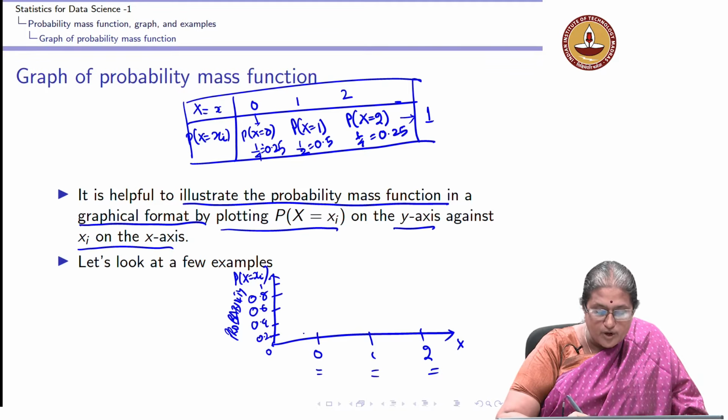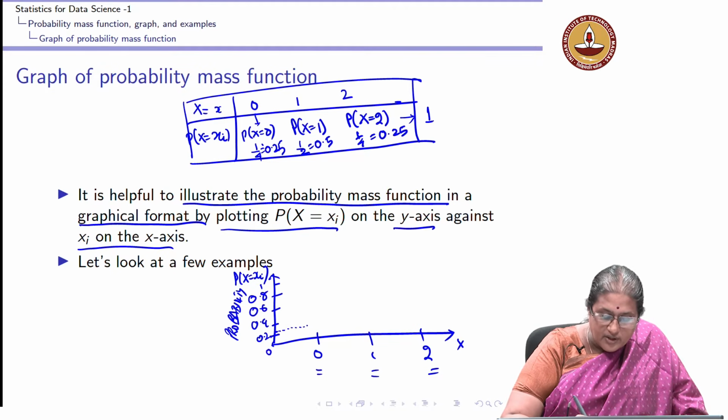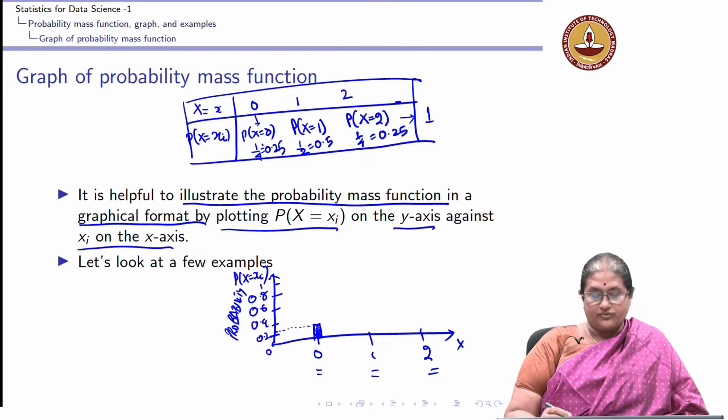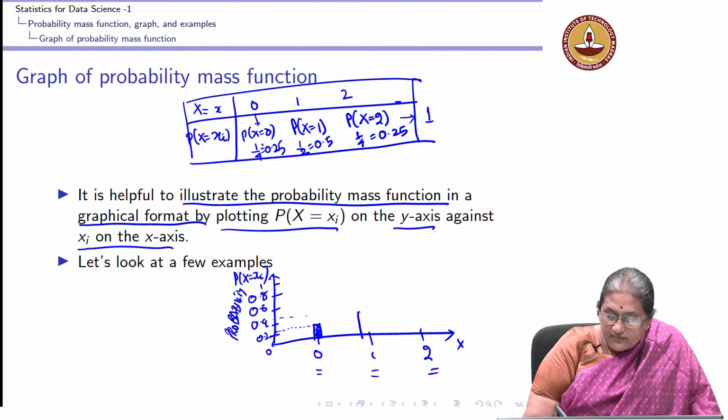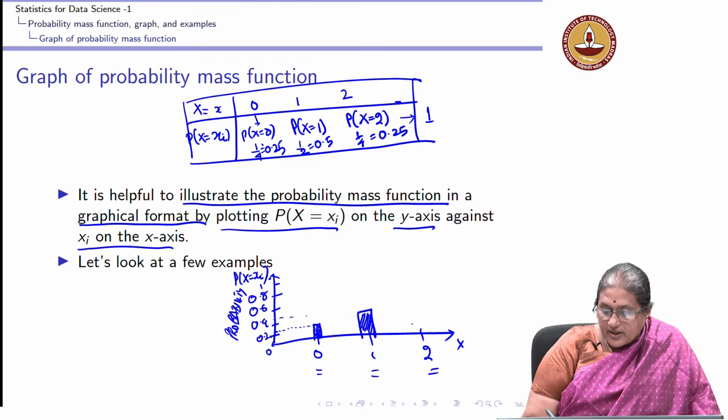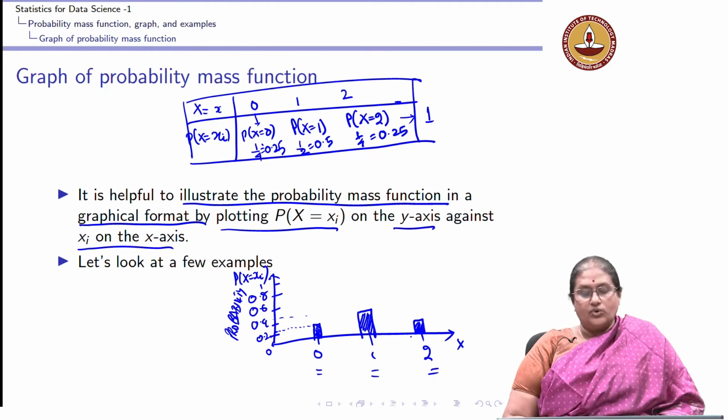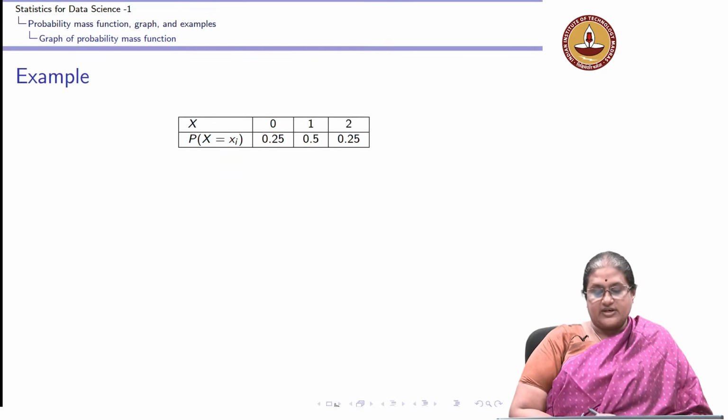I plot probability of, so this is a 0.25. So, I can go here and construct a bar which is 0.25. Similarly, this is 0.5. So, I can have probability x equal to 1 is a 0.5. Again, x equal to 2 is a 0.25. So, let us look at this example.